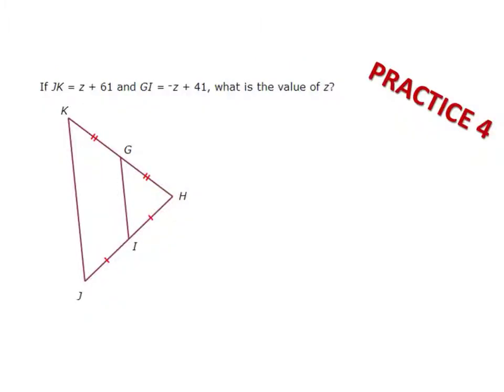Practice 4, which you'll do the same way, says if JK equals Z plus 61 and GI equals negative Z plus 41, what is the value of Z? Just remember to make your smaller side times 2 to do the distributive property before you start solving for Z.